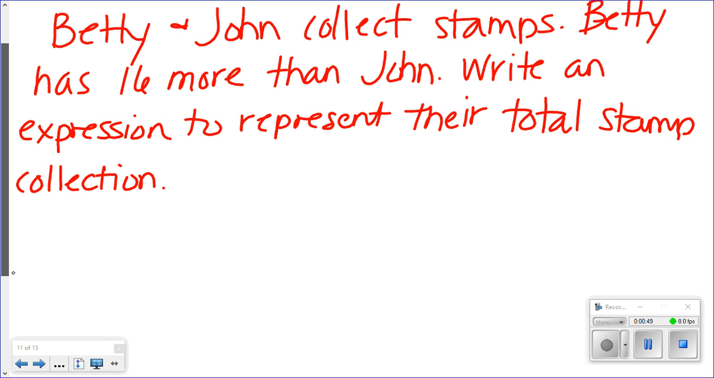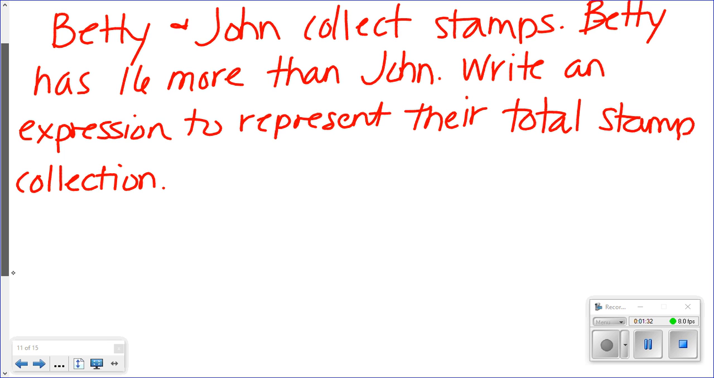Betty and John. So we're not going to solve how many they have in the whole stamp collection, but we're going to write an expression to show what the total is in their stamp collection. So you're still going to have an x, you're still going to have a variable. We won't be able to solve it, but we can simplify as far as possible. Okay? So the first thing you're going to do is make a table. That's the easiest way I can show you how to do this, make a chart.